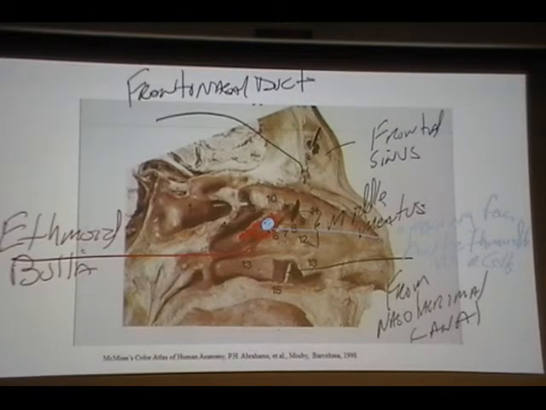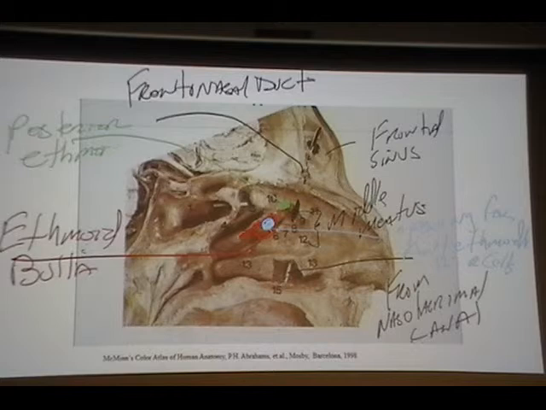Then up here, we can't see it really well. Here, they're showing a little opening. I'll try and highlight it real quick with the ink. This is actually into the superior meatus. This is from posterior ethmoidal air cells, draining into the superior meatus.